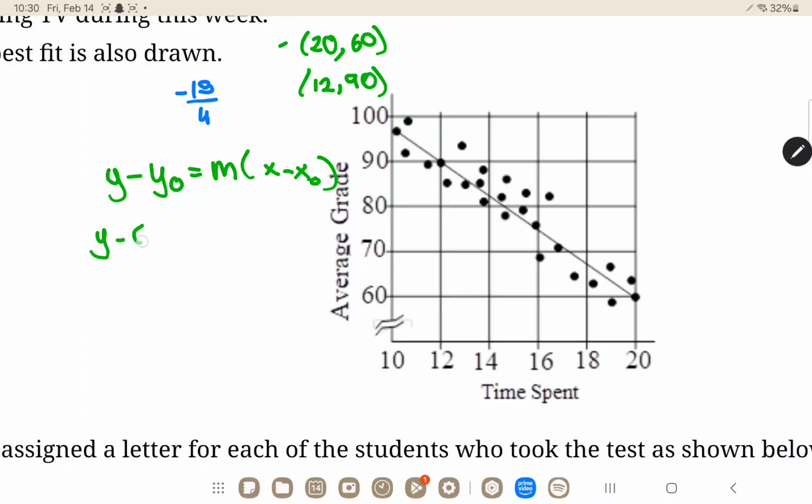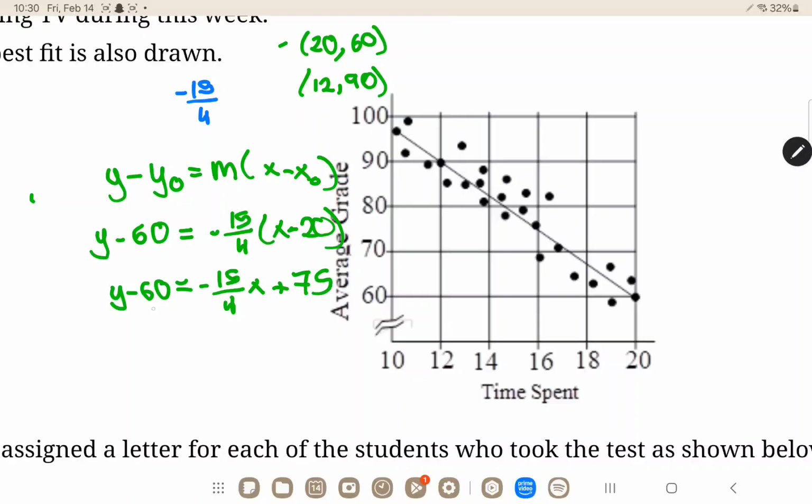So y minus the y, which is 60, equals negative 15 over 4 into x minus 20. Now, y minus 60 equals negative 15 over 4 times x minus 20, which becomes plus because it's minus minus. 4 is going to cancel with the 20 to become 5. 15 times 5 is 75. Now we're going to isolate y alone. So y equals negative 15 over 4x plus 75 plus 60. So 75 plus 60 is 135. Now this is our equation of the line.